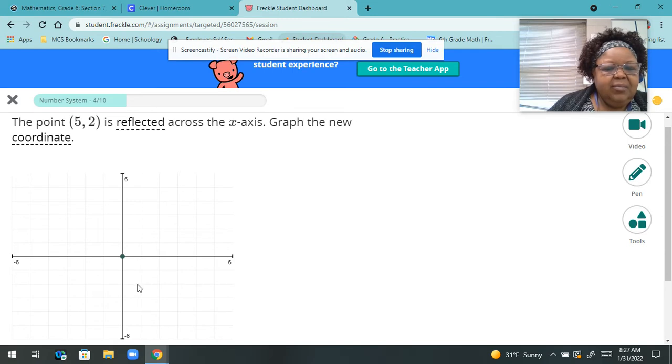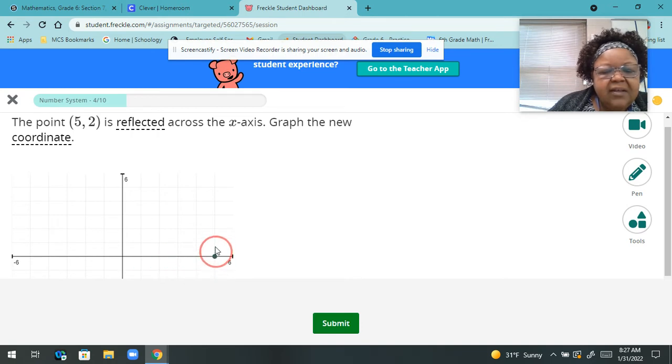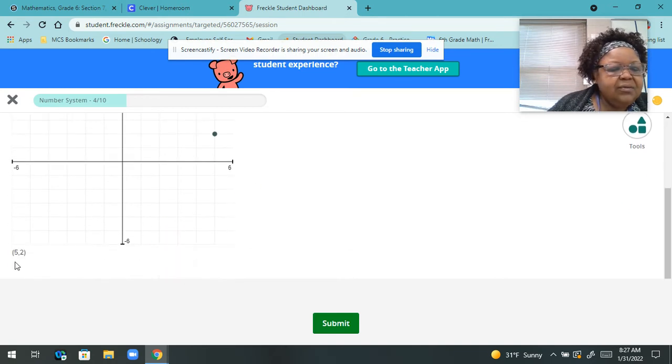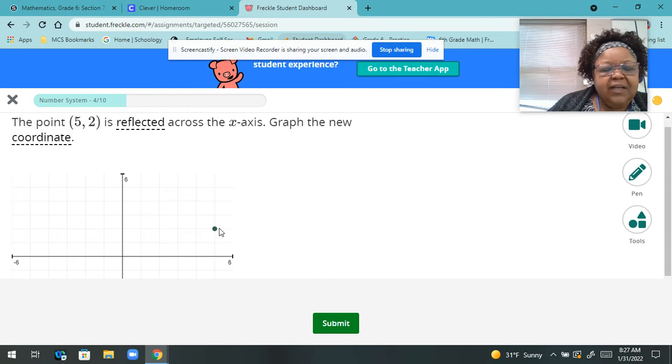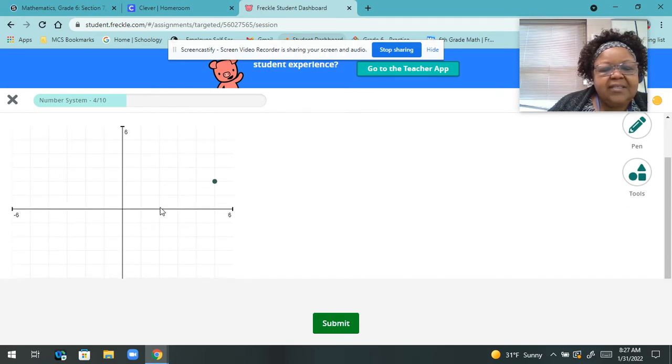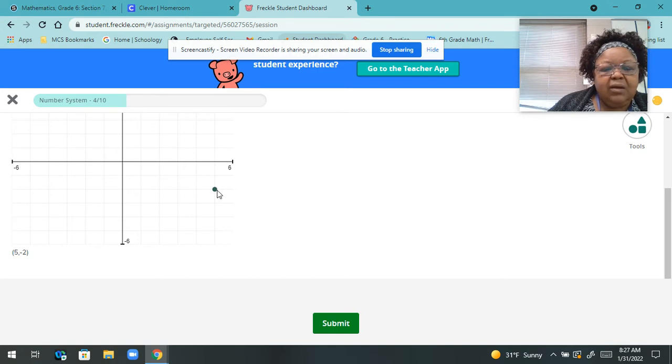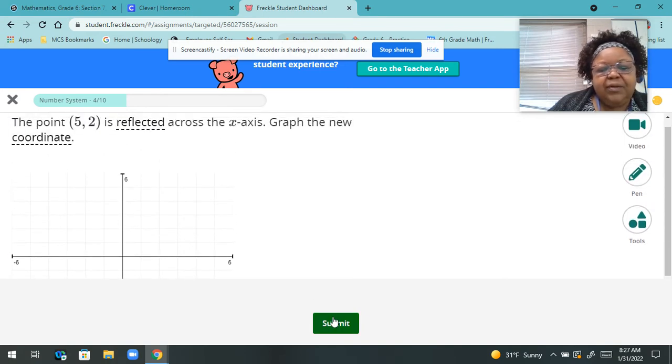Okay, the point 5, 2 is reflected across the x-axis. So I'm going to go over here to 5 and then up to 2. Yeah, that's it. And then we're going to reflect it across the x-axis. So here's the x-axis. So here's my mirror here. So it's going to be 5, -2. So that was 2 above, and it's going to be 2 below. So that's my new point.